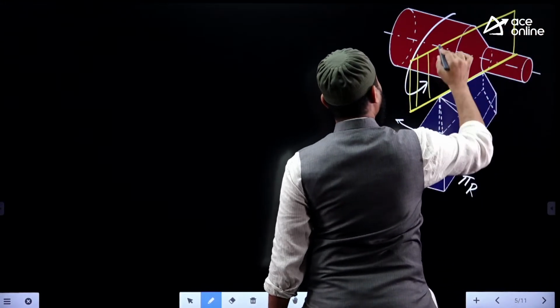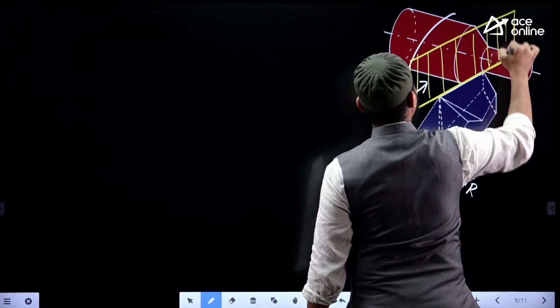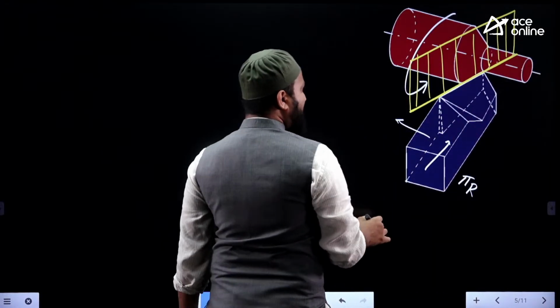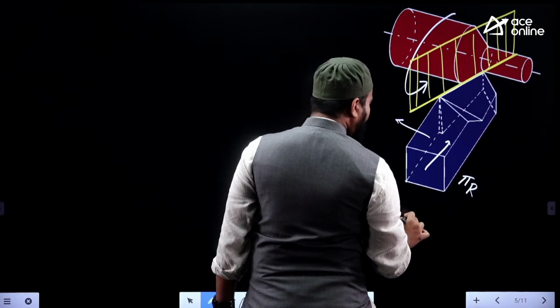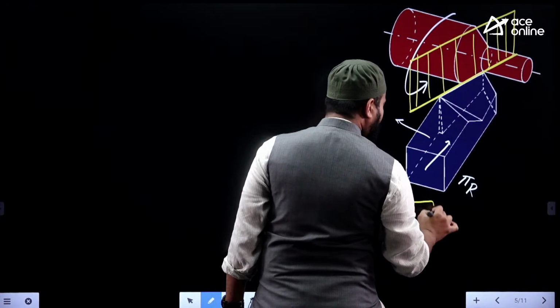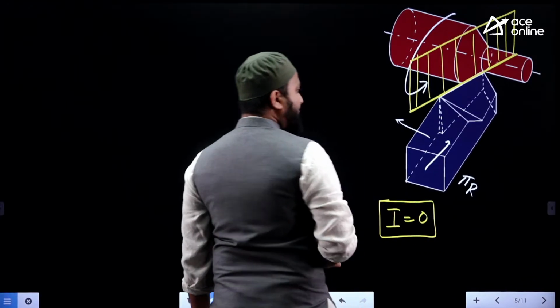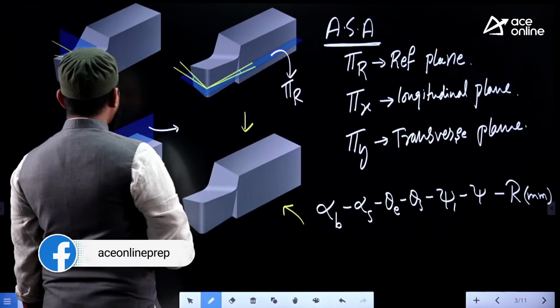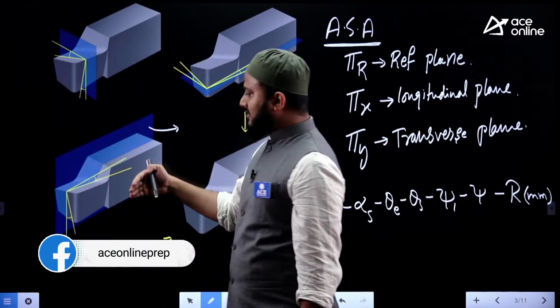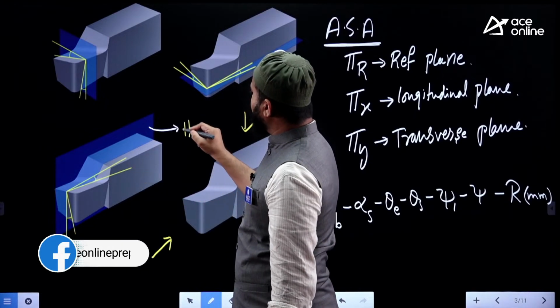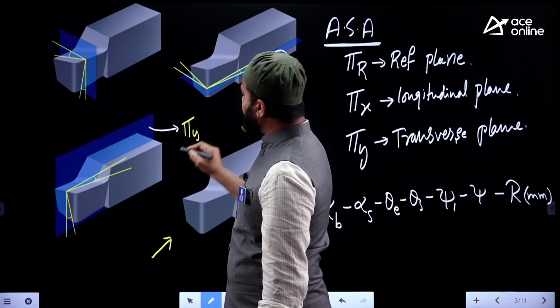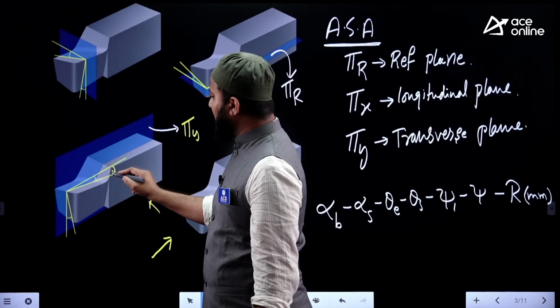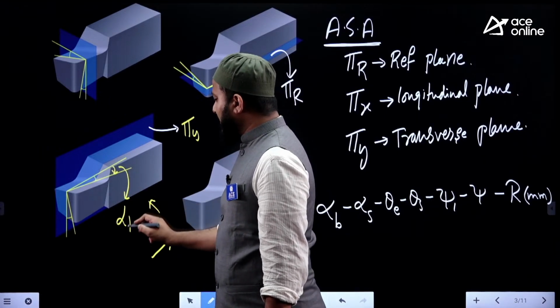So this particular plane, if you make the projection of the tool on that plane, then we get one angle called the inclination angle, which should become 0. Previously, in the ASA tool geometry, the angle we were getting, based on the transverse plane, is called the back rake angle. This one is the back rake angle.